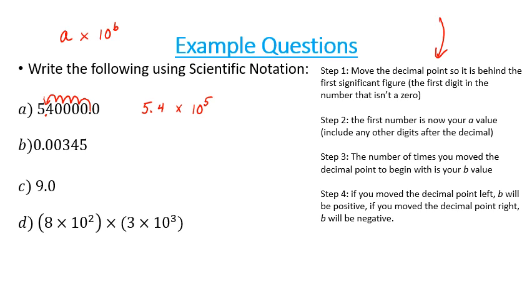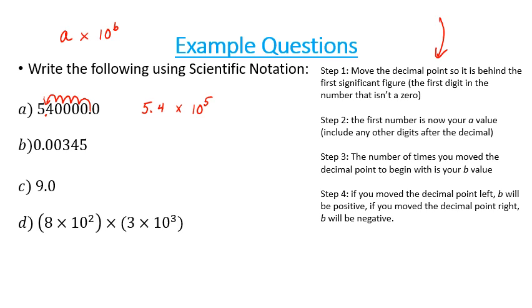If you moved the decimal point left, which I did, your b value will be positive. And if you moved the decimal point to the right, your b value will be negative. So the first answer is 5.4 times 10 to the 5.